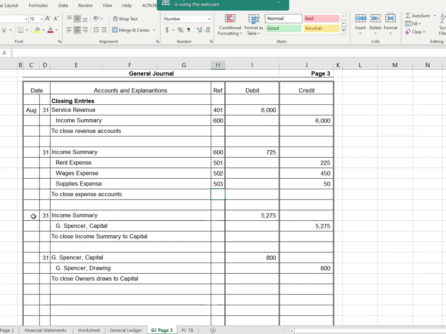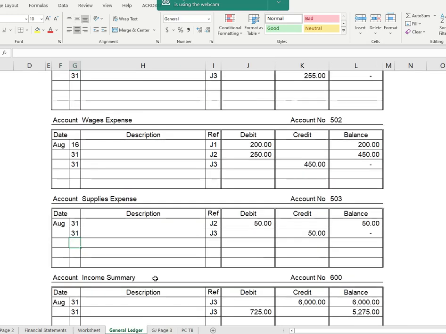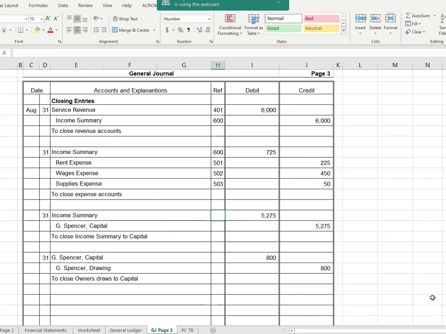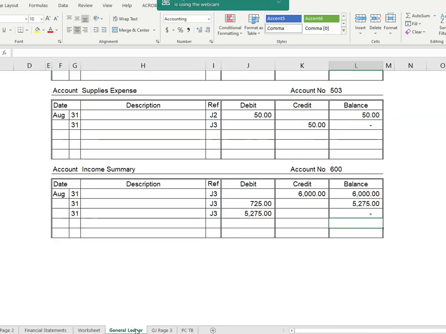Okay, so next I have to post this entry to income summary. So let's go to 600. It comes from J3. And that is $5,275 on the debit, and that gives me a 0 in this account. This is account 600. I'll put 600. Now I need to post this, a credit to this capital account for $5,275.